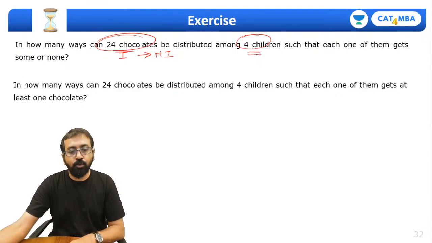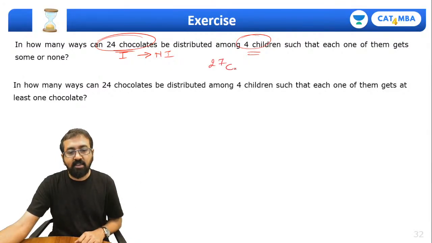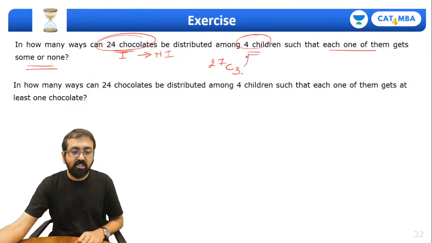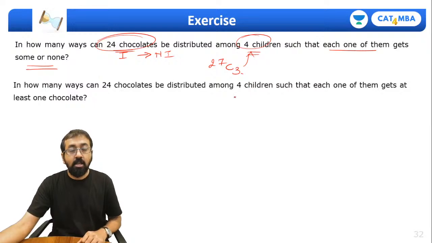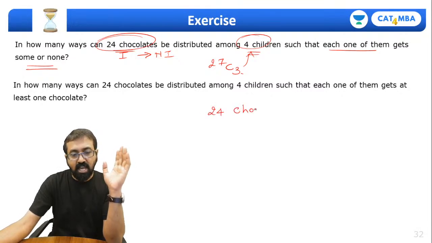24 chocolates, 4 children, so 24 + 4 - 1, that is 27C3. When each of them gets some or none, there is a chance that a child got 0 chocolates. But if we are asked that each child should get at least 1 chocolate, this is how we will think. These are our 24 identical chocolates. Now we want to distribute among these 4 children A, B, C, D.